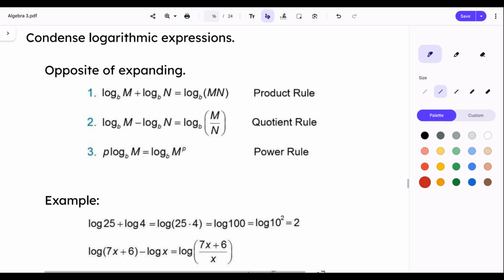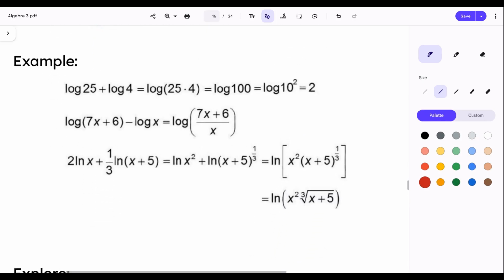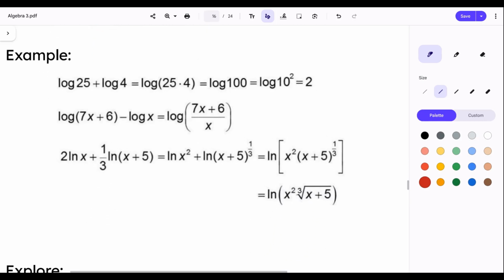We can still use the same rules. They're showing you those properties that we talked about, product rule, quotient rule, power rule, and how to go in the reverse with them. So we're still doing that. And then down here, they're showing you an example. Okay, so I'm just going to walk through what they did here.